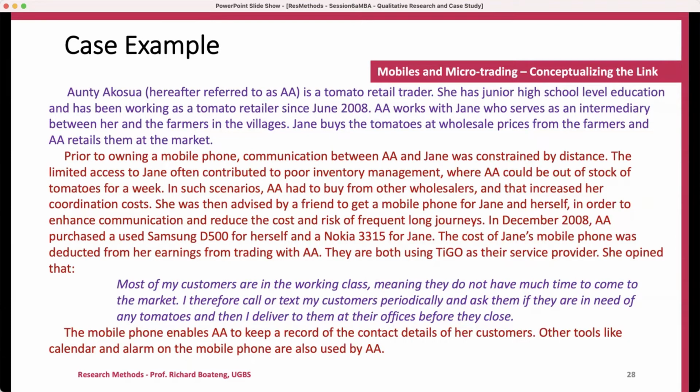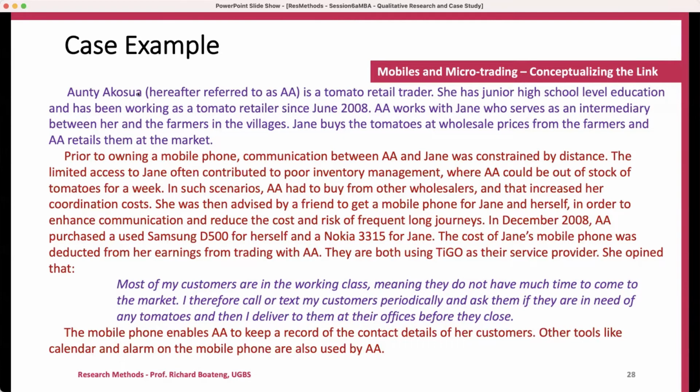So the first part is the case description, explaining who the woman is, giving the context. The next two paragraphs talk about the case-based themes, the issues about the phenomenon. Remember, when we talk about qualitative research, if you are presenting a case, you cannot strip the case from its context. The phenomenon you want to study is mobiles and micro trading. Don't just go there. You need to tell us what the context is so that we can appreciate it in trying to understand the phenomenon.